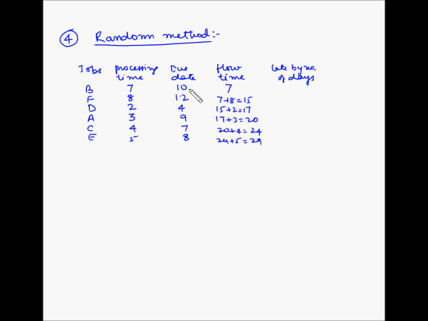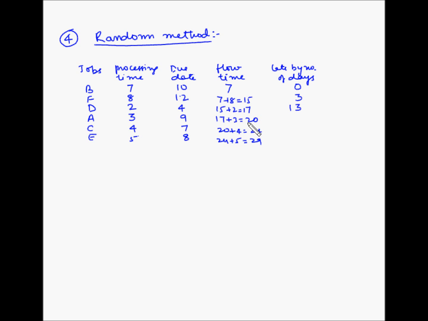So B is due on the 10th day and we'll be able to deliver on the 7th day, so this is not late. F is due on the 12th day and we'll be able to deliver on the 15th day, so this is late by 15 minus 12, which is 3 days. D will be late by 17 minus 4, which is 13 days.